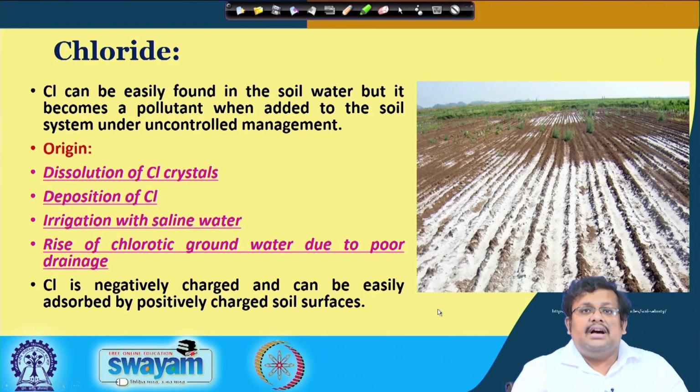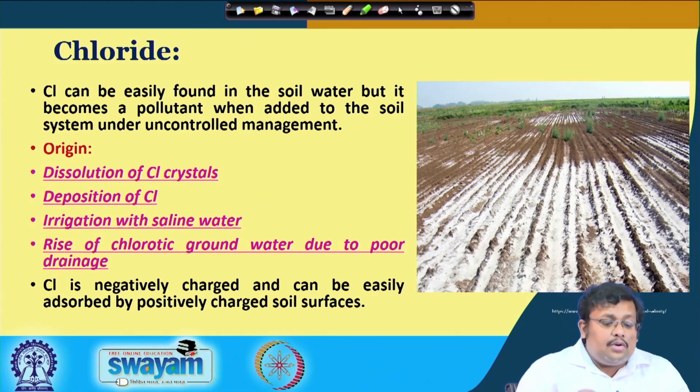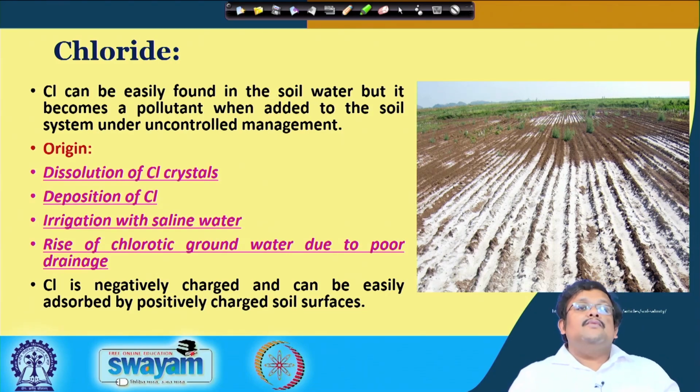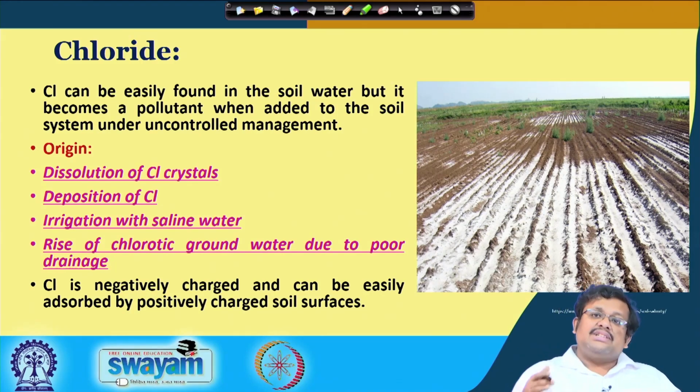So, another important element which creates soil pollution is called chloride. Now, chloride can be easily found in the soil water, but it becomes a pollutant when added to the soil system under uncontrolled management. As you can see, due to the application of saline irrigation water, there is a salt deposition on the surface, and in most cases the salt is sodium chloride, which is a common salt.